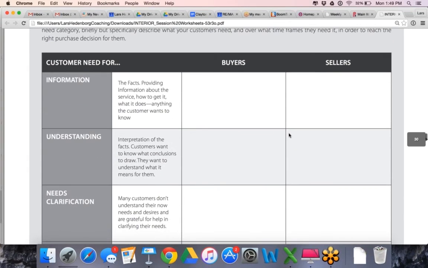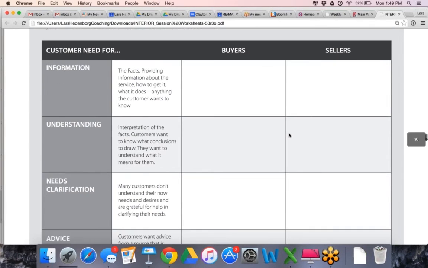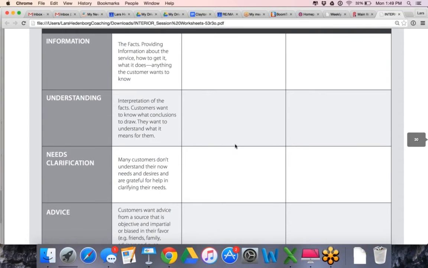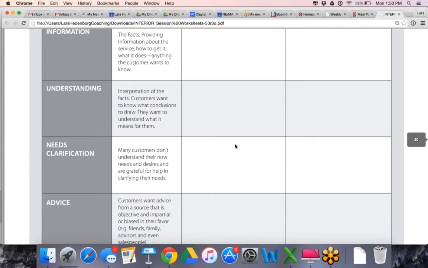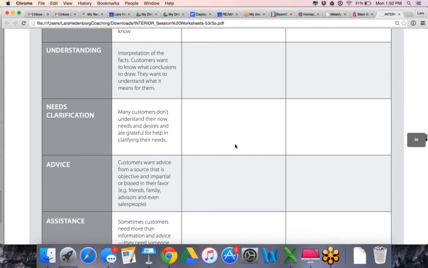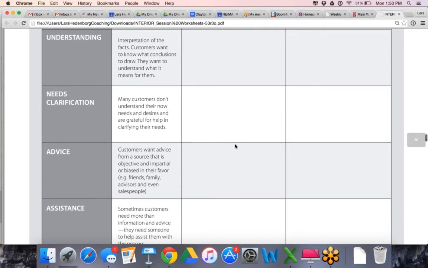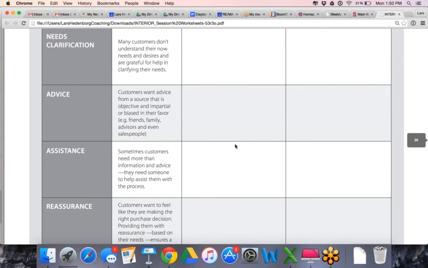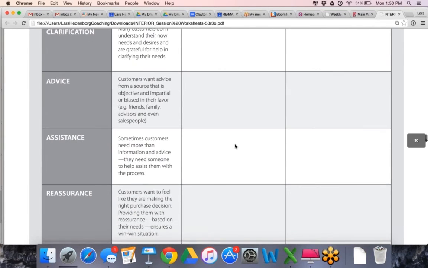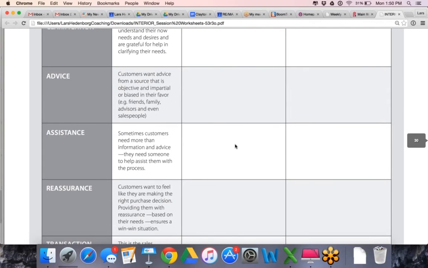Same thing with understanding, interpretation of the facts. Customers want to know what conclusions to draw. They want to understand what it means for them. Needs clarification: many customers don't understand their own needs and desires and are grateful for help in clarifying their needs. Advice: customers want advice from a source that is objective and impartial, or biased in their favor. Friends, family, advisors, and even salespeople. Assistance: sometimes customers need more than information and advice. They need someone to help assist them with the process.